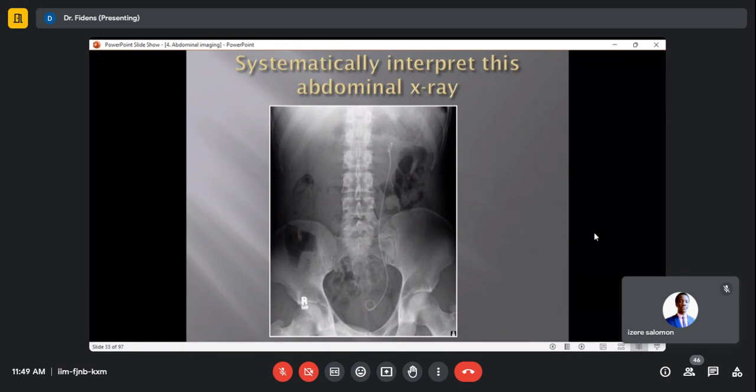The very important thing I tell you in abdominal X-ray is that many structures are superimposed and they can give you another abnormal appearance where they are normal, because many structures are superimposed, especially the bowel loops and other structures.